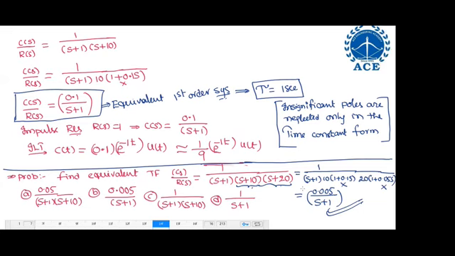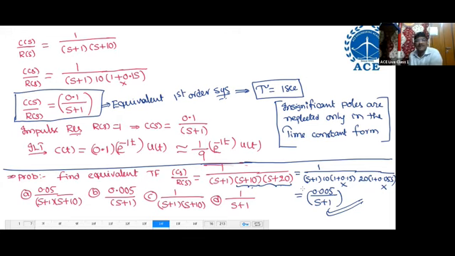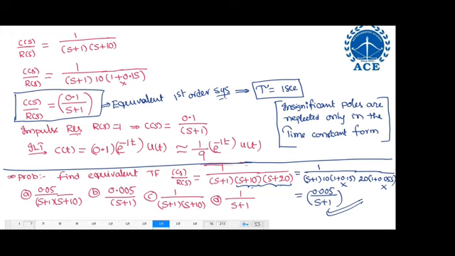Okay. The time constant form and then find equivalent transfer function. That is just for understanding. I explained all that. Okay, sir. Simply use this. Okay, now. Got it. Okay. Next.